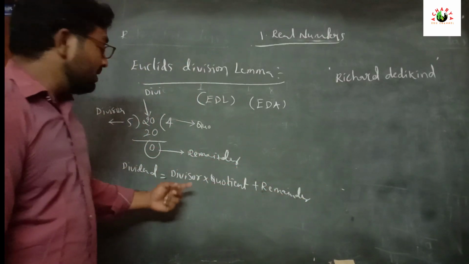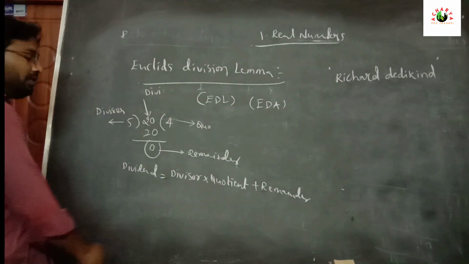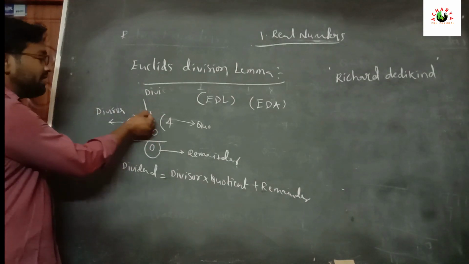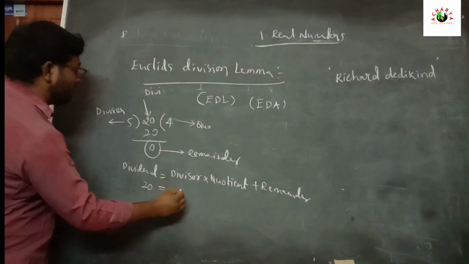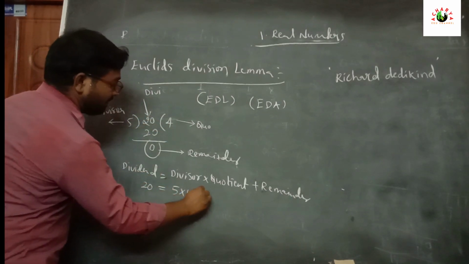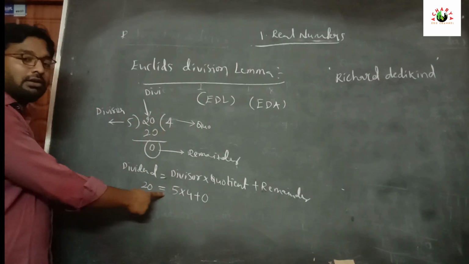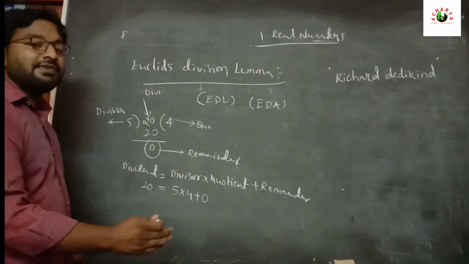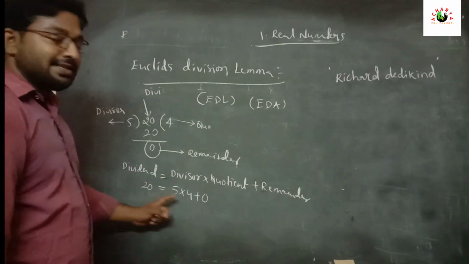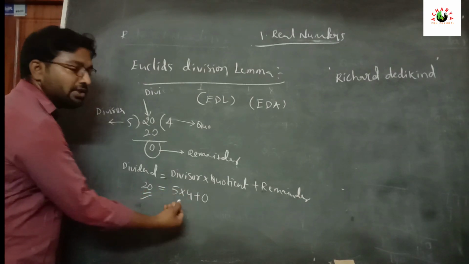Dividend is equal to divisor into quotient plus remainder. Now let us check. Here 20 is the dividend. So here 20 is equal to 5 into 4 plus 0. So dividend is equal to divisor into quotient plus remainder. Once we check whether this process is correct or not, see here: 5 fours are 20, plus 0, 20.